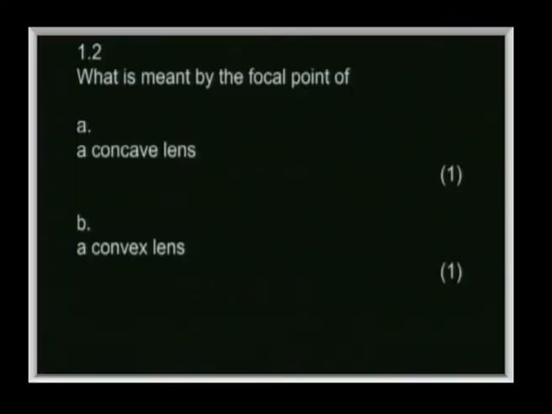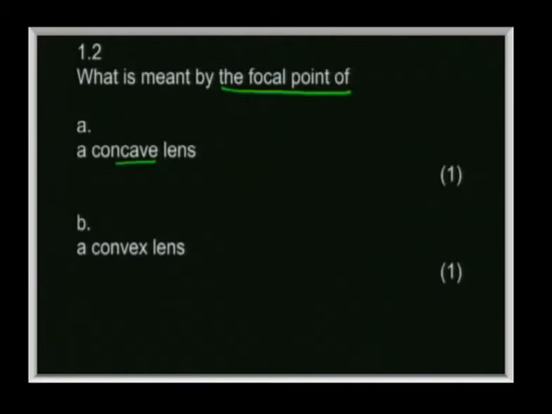Question 1.2 asks us, what is meant by the focal point for a concave lens? Now remember, a concave lens is the one that makes two hollow ends, or at least one hollow end. That is known as a diverging lens. For a diverging lens, the light rays split up beyond the lens. So behind the lens, they split up. But if we were to pull those light rays back and extend the diagram backwards, we would see that where they converge would be in front of the lens, and that is the focal point over there.